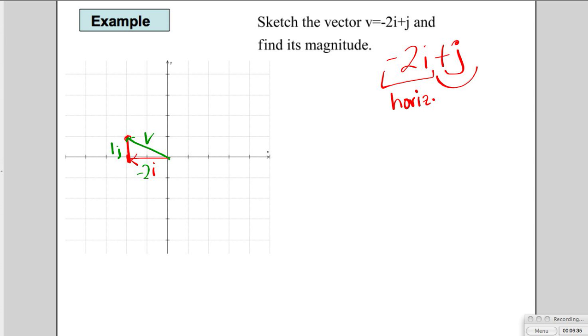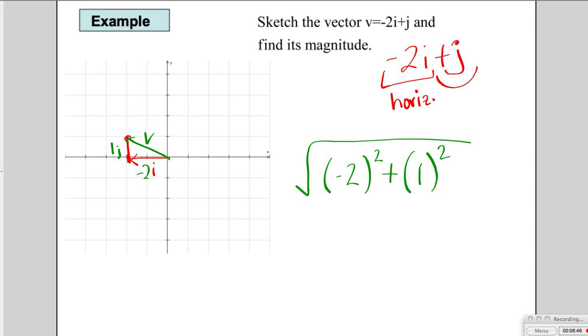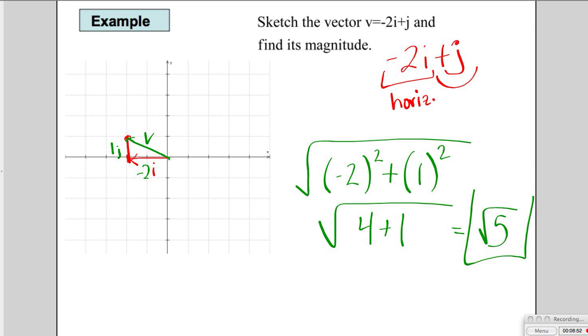The magnitude is the square root of negative 2 squared plus 1 squared, because again we're doing the Pythagorean theorem. So it's the square root of 4 plus 1, which is the square root of 5. The magnitude of vector v is square root of 5. So it's really just knowing what i and j stand for. Once you know that, it's quite simple to sketch a picture.